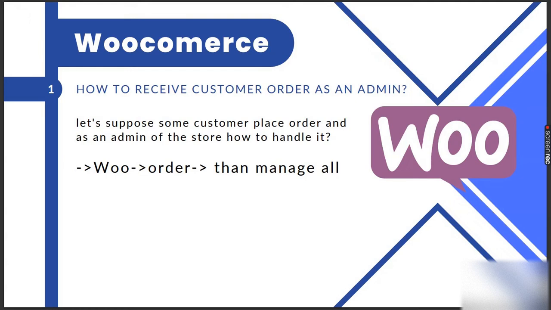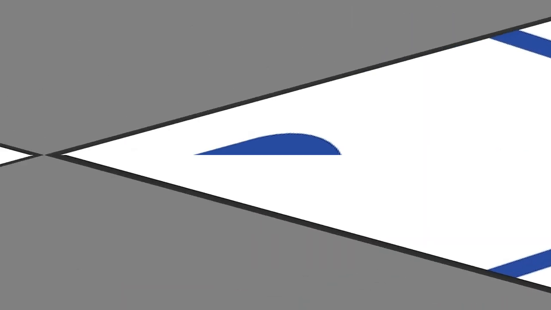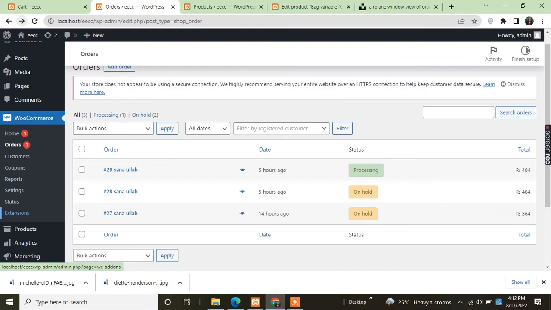First you have to go to your dashboard, and inside your dashboard you have to click on WooCommerce, and inside WooCommerce you will see orders, and then you have to click on orders, then manage all. How? Let's see. Now I am in my dashboard, so inside my dashboard you have to click on orders, and when you click on orders you will see this.